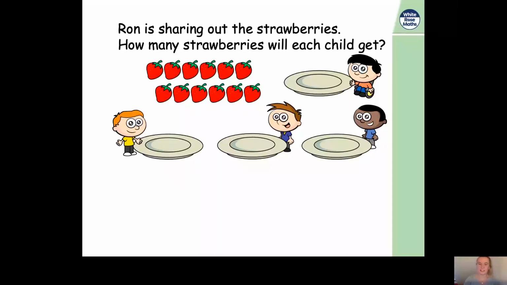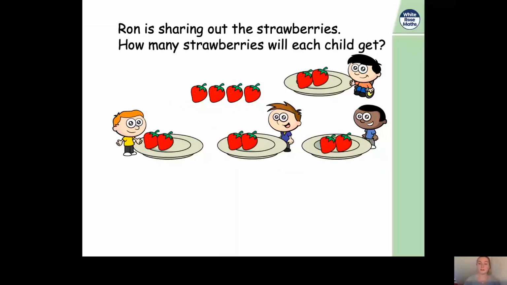Okay, Yeti, so let's see how you got on. Let's start sharing the strawberries out. So there you go. Everyone's got 1 strawberry, but we've still got some strawberries to share out. So let's keep going. There we go. Everybody's got 2 strawberries. Now we've still got strawberries to share out. So let's try and give everybody another strawberry. There we go. We've got no strawberries left.